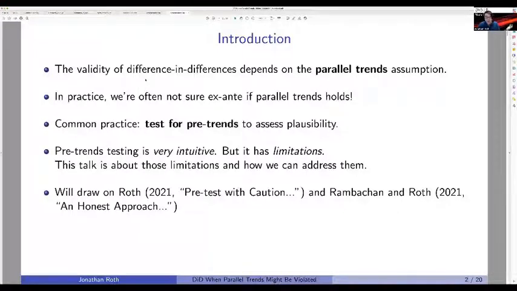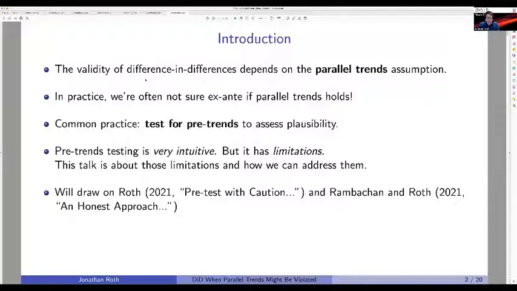And so if they weren't moving in parallel before the treatment occurred, we generally think it's probably implausible that they magically would have started moving in parallel afterwards. Whereas if they were moving in parallel for many years before the treatment occurred, then it's much more plausible that they would have continued to move in parallel after the treatment.